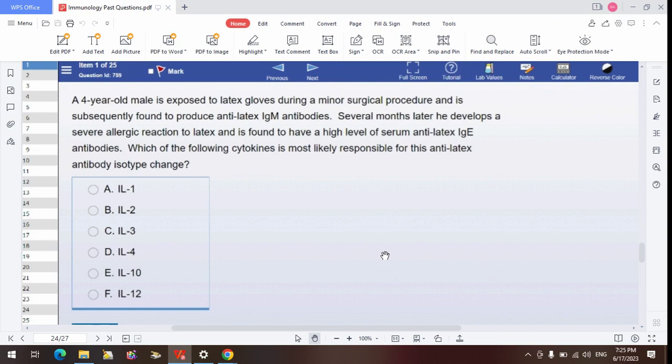Which of the following cytokines is most likely responsible for this anti-latex antibody isotype change? A 4-year-old male is exposed to latex during a minor surgical procedure and is subsequently found to produce anti-latex IgM antibodies. Several months later, he develops anti-latex IgE antibodies. Which of the following cytokines is most likely responsible for this anti-latex antibody isotype change? Okay, which interleukins stimulate differentiation towards IgE? 4 and 13. 13. The answer is D.